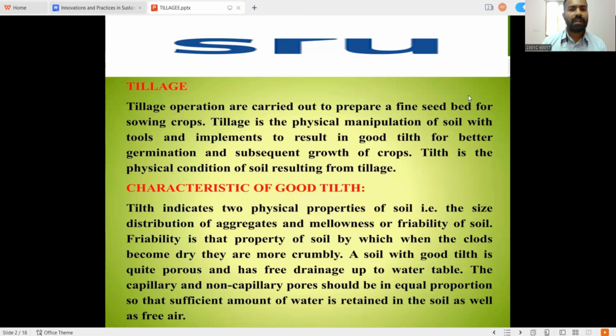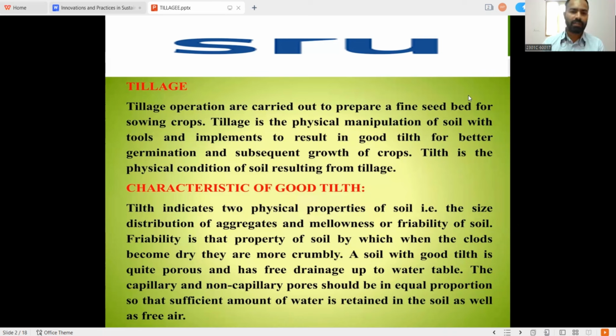Tilth is the physical condition of soil resulting from tillage. Tilth is the condition after tillage. After the tillage operation, what is the condition of soil? That is your tilth. Okay.